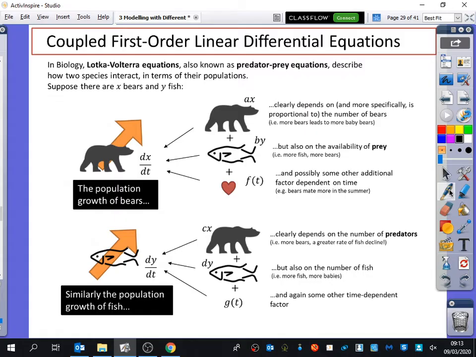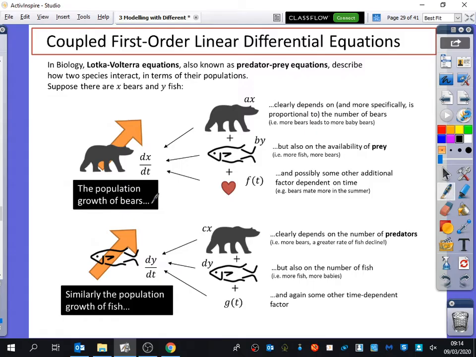It says that in biology, Lotka-Volterra equations, also known as predator-prey equations, describe how two species interact in terms of their populations. And for those of you who did the UCL project, you'll have probably remembered lots of these things about population modelling. This is basically a population modelling kind of scenario that we have here. Suppose that there are x bears and y fish.